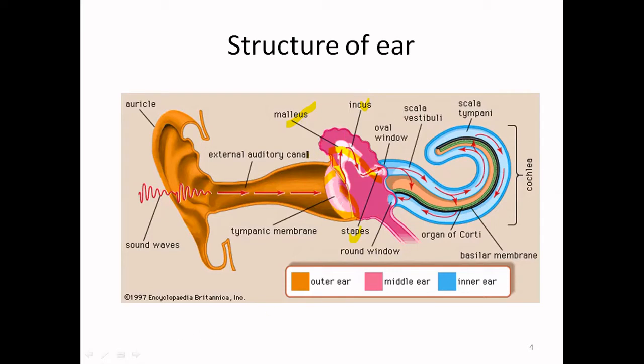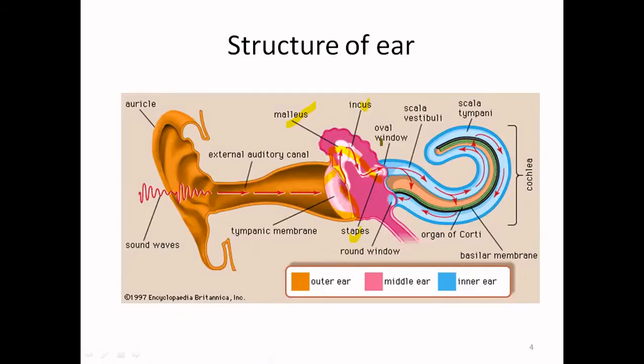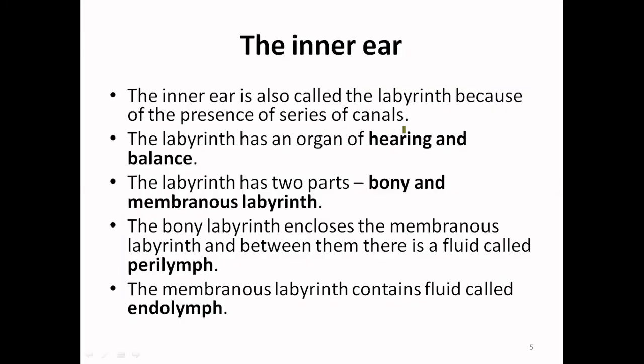In this picture, you can clearly see they have shown the external, middle, and internal ear in different colors. Now, the inner ear, as we have seen in the previous picture, is this portion we are talking about. You can see there is an upper blue portion, a lower blue portion, a brown portion here, and a green portion. Let us try to understand what they are.